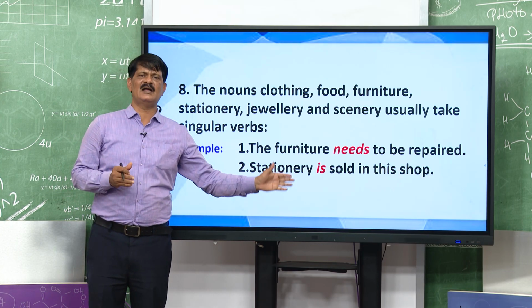The nouns clothing, food, furniture, stationery, jewellery and scenery usually take singular verbs. Sometimes we say "beautiful sceneries", which is absolutely wrong; it is beautiful scenery. Stationery, not stationaries; jewellery, not jewelleries; not furnitures. Sometimes we do not know the exact usage. Dear students, see very carefully. The furniture needs to be repaired. The stationery is sold in this shop. Two examples are enough for this.